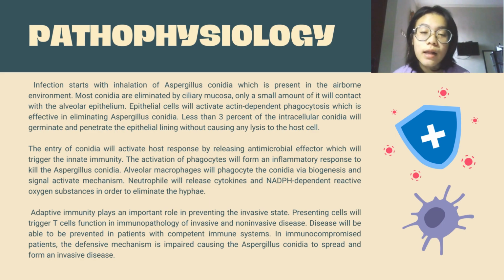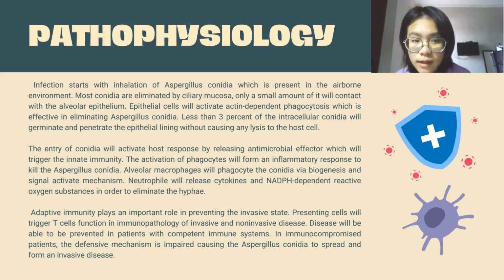Infection starts with the inhalation of Aspergillus conidia, which are present in the urban environment. Most conidia are eliminated by ciliary mucus. Only a small amount of it will come into contact with the alveolar epithelium. Epithelial cells will activate actin-dependent phagocytosis, which is effective in eliminating Aspergillus conidia. Less than 3% of the intracellular conidia will germinate and penetrate the epithelial lining without causing lysis to the host cell. The entry of conidia will activate the host response by releasing antimicrobial effectors, which will trigger the innate immunity.